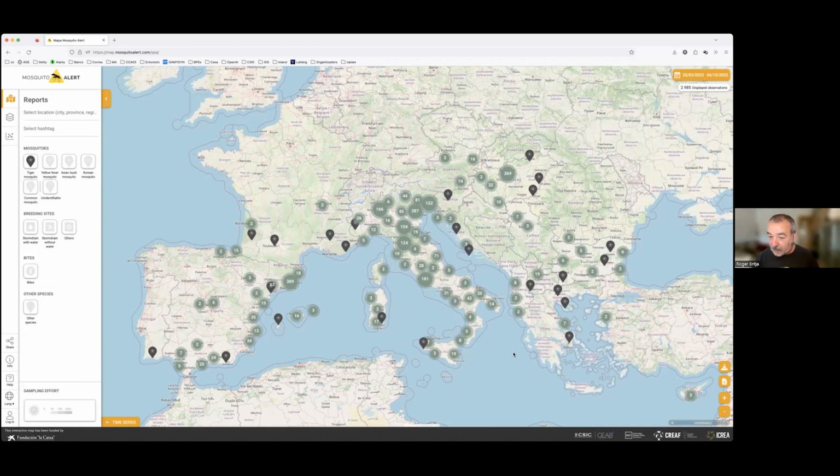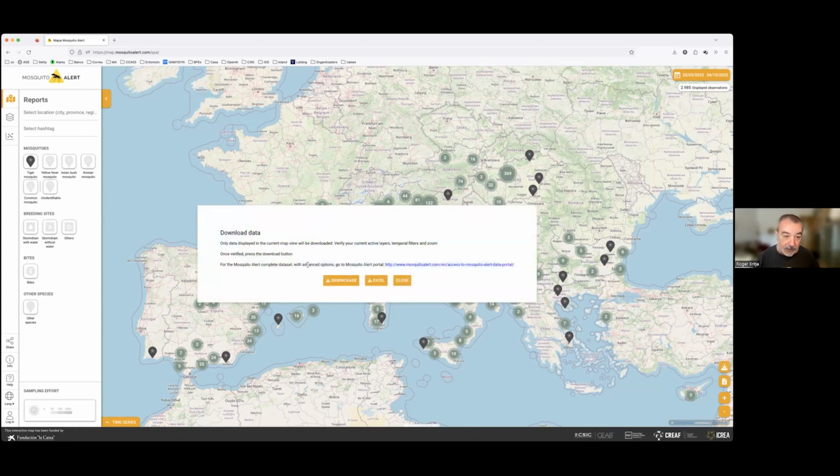This is the other thing I forgot, because I didn't prepare this one very much. You have these buttons here on the right, at the bottom. Well, it depends on the configuration you have. Here you have the time series, but here you can download all data that is displayed in the map at this time.